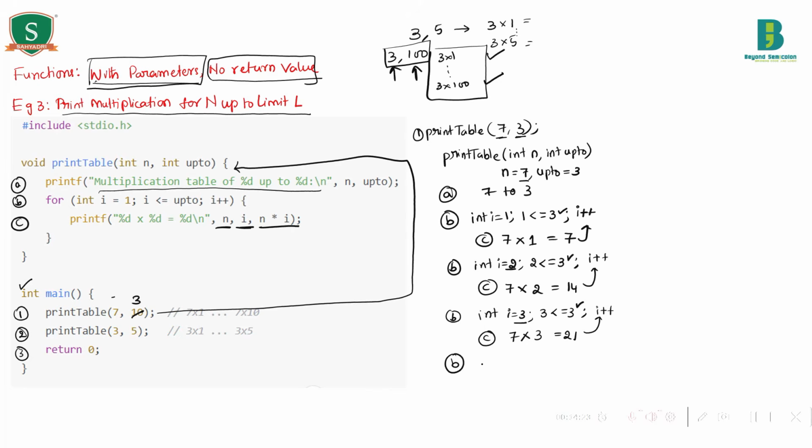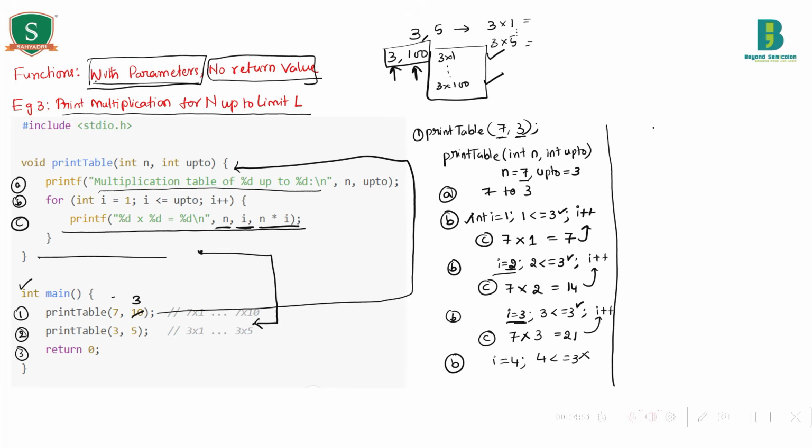It goes to the next part of the for loop, i++. Sorry, here int does not come again, we initialize only once, here it is only the updated value. The i value is updated to 4, is 4 less than or equal to 3? The condition fails. And the moment the condition fails, it comes out of the for loop and out of the function. From here, it goes back to the second statement.